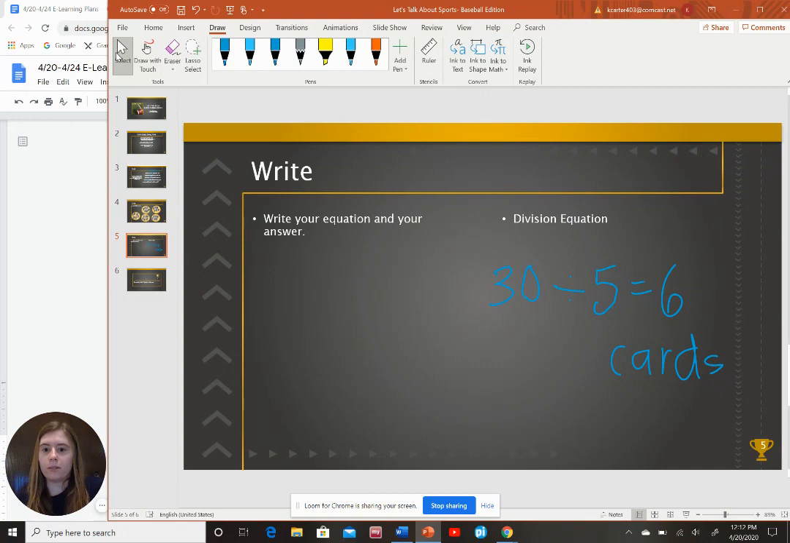And lastly, we are going to write our answer in a sentence. Each brother could have 6 football cards. All right, so that is our answer. That is step 3 of our RDW strategy, so we are all done with that problem.